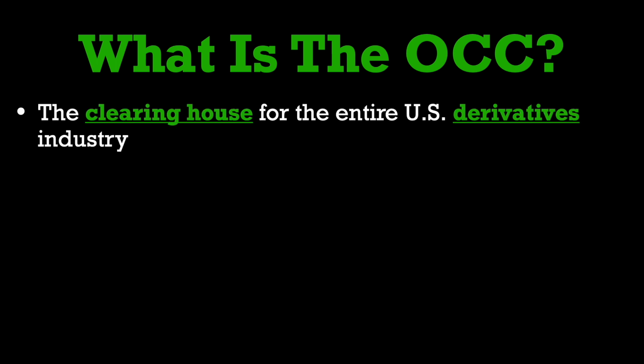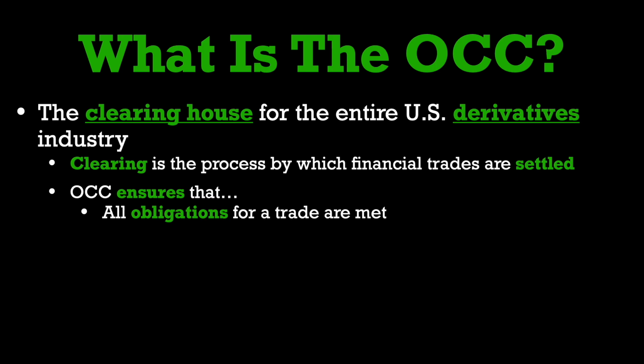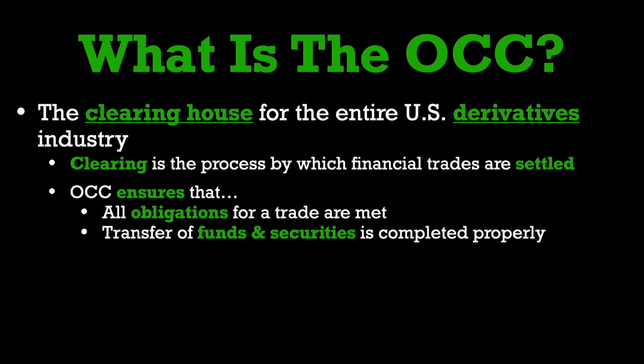Alright guys, so before I can explain exactly how option assignment works, I first have to explain what the Options Clearing Corporation is, or basically the OCC. So the OCC is the clearinghouse for the entire derivatives industry in the US. So of course that includes things like options, futures, and other forms of derivatives as well. And just to clarify a bit more here, clearing is the process by which financial trades are actually settled. So ultimately, bottom line, the OCC just ensures that all obligations for a certain trade are met and that the transfer of funds and securities between the buyer and seller of that derivative is completed properly.